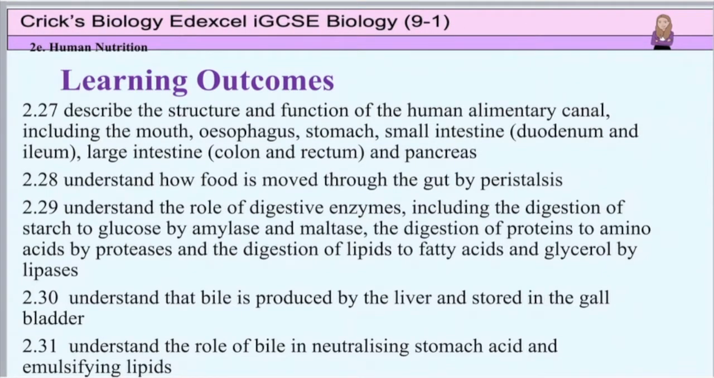We will be looking at the structure of the digestive system from the mouth right down through to the anus. We're going to be looking at how the food moves by peristalsis. We're going to be looking at the digestive enzymes and what they break down and where, and the importance of bile.